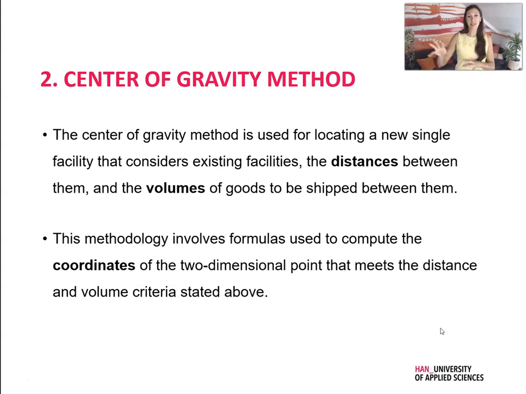So based on the distances of, as an example, factory, suppliers, customers, etc., we can determine in which area we would like to have a distribution center. And we're going to use the distances and the volumes of goods that are shipped between these customers, suppliers, and possibly factory of each company. What we will do is compute the coordinates of a 2-dimensional point that meets this criteria of distance and volume. It seems abstract, so let's look at a more concrete example.